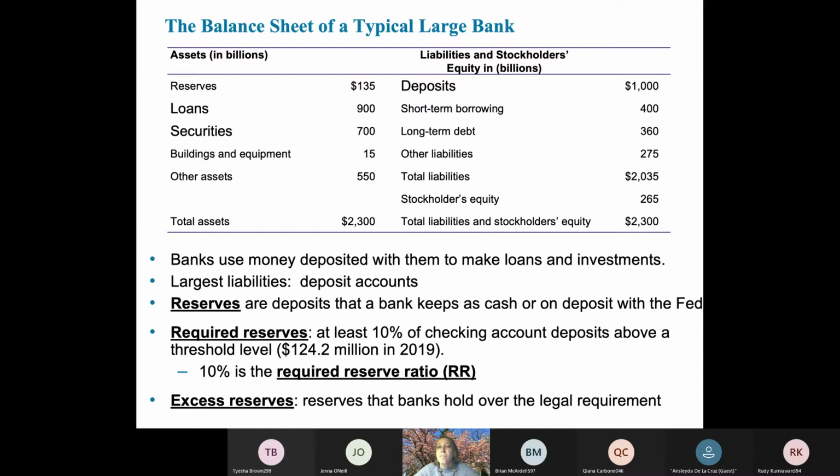So that's like a trillion. Really is a very large bank, right? But let's call it 1,000 in deposits. And what else does it have on the liability side, on the right-hand side? Short-term borrowing.